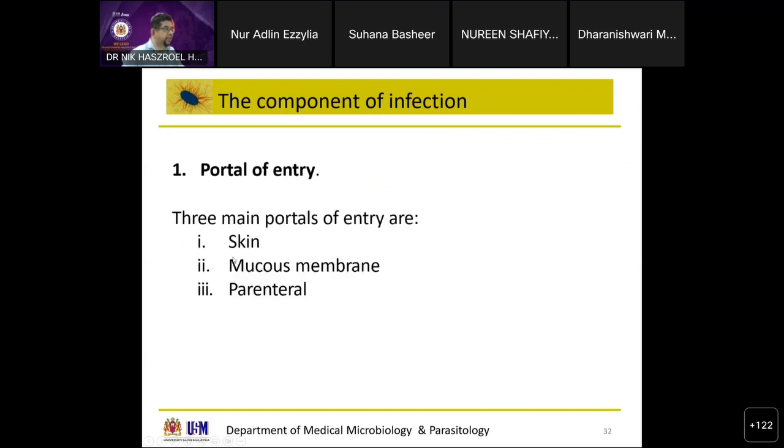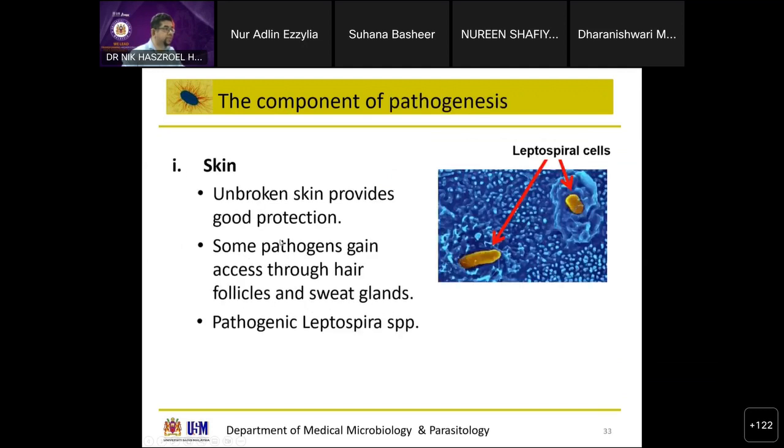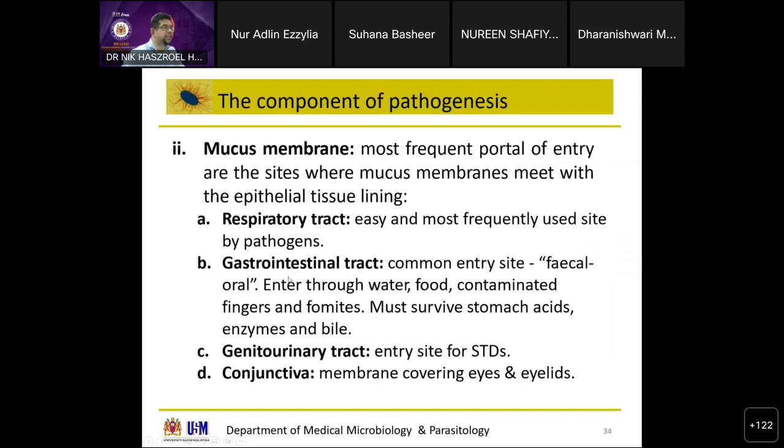The portal of entry can be skin, mucous membrane, or parenteral. Unbroken skin provides good protection. Some pathogens gain access through hair follicles and sweat glands, where you get pimples and acne. And some, like pathogenic Leptospira species, enter when you have a cut or wound, so the pathogen can enter through the skin.